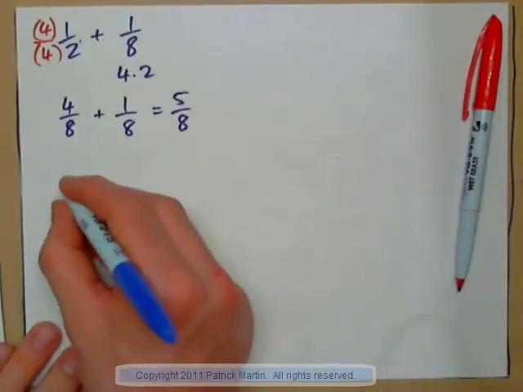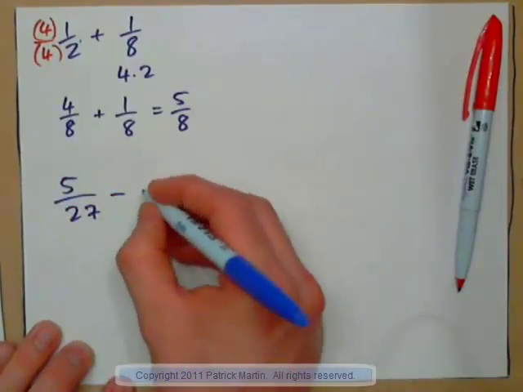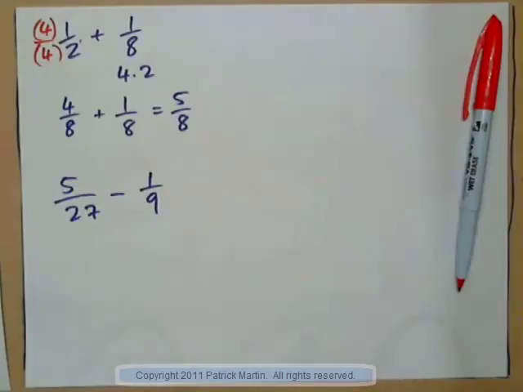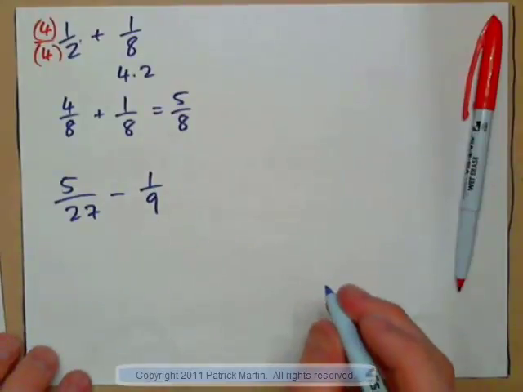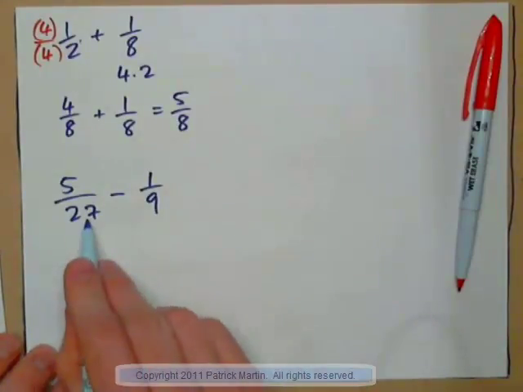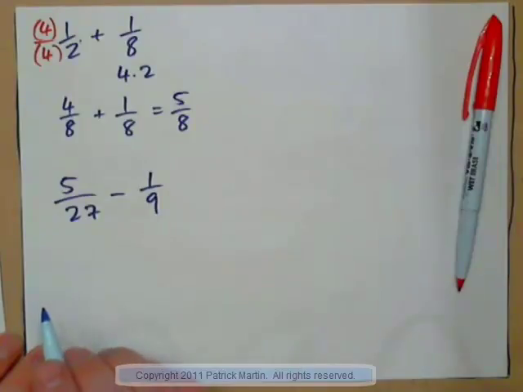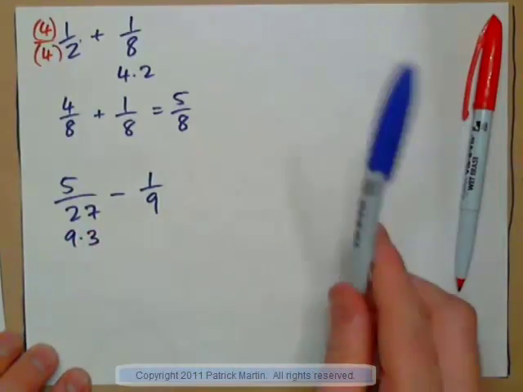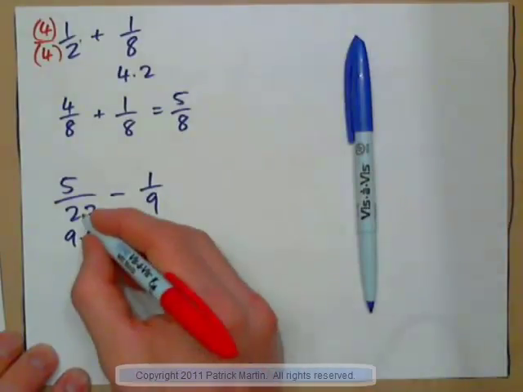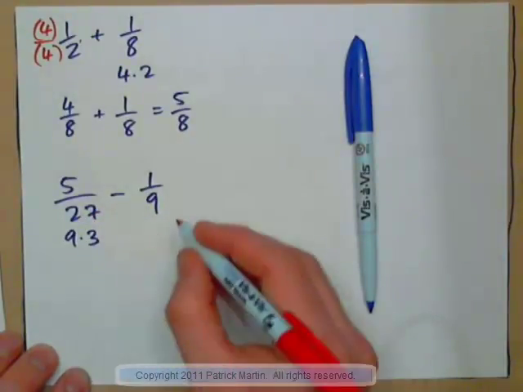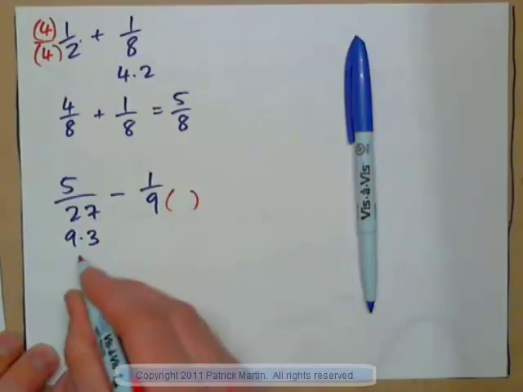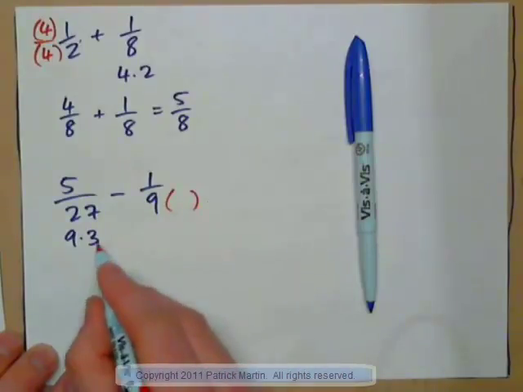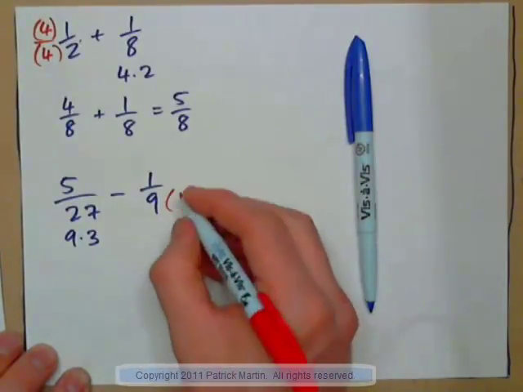So go ahead and do this one then. 5/27 minus 1/9. You'll see that 9 goes into 27. And 27, of course, is 9 times 3. So I factor 27 to get 9 times 3. Now make this bottom the same as this bottom. Make the bottoms the same. Make the denominators the same.